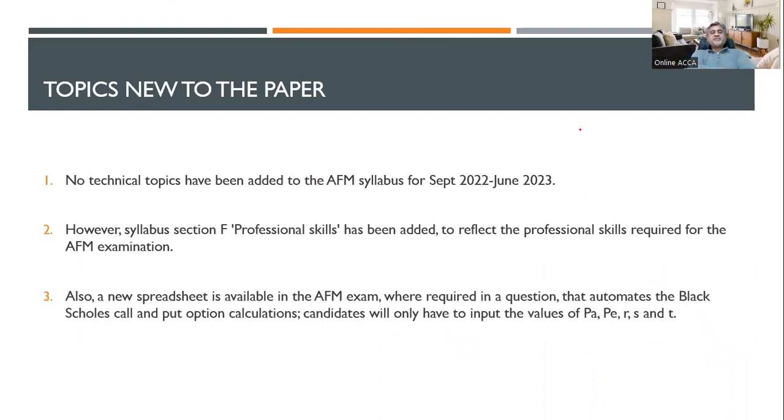Also, a new spreadsheet is available in the AFM exam, where required in a question that usually comes with the Black-Scholes model, the option pricing thing, where you have to put in the values for PA, PE, RS, and T. This is something very little. We will show you how it works on the ACCA portal, okay?